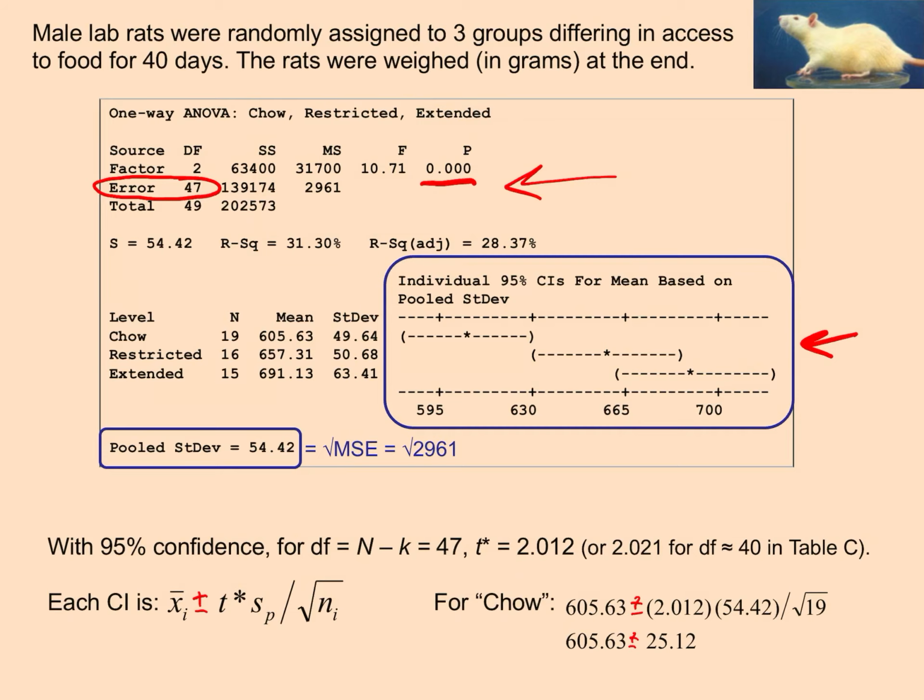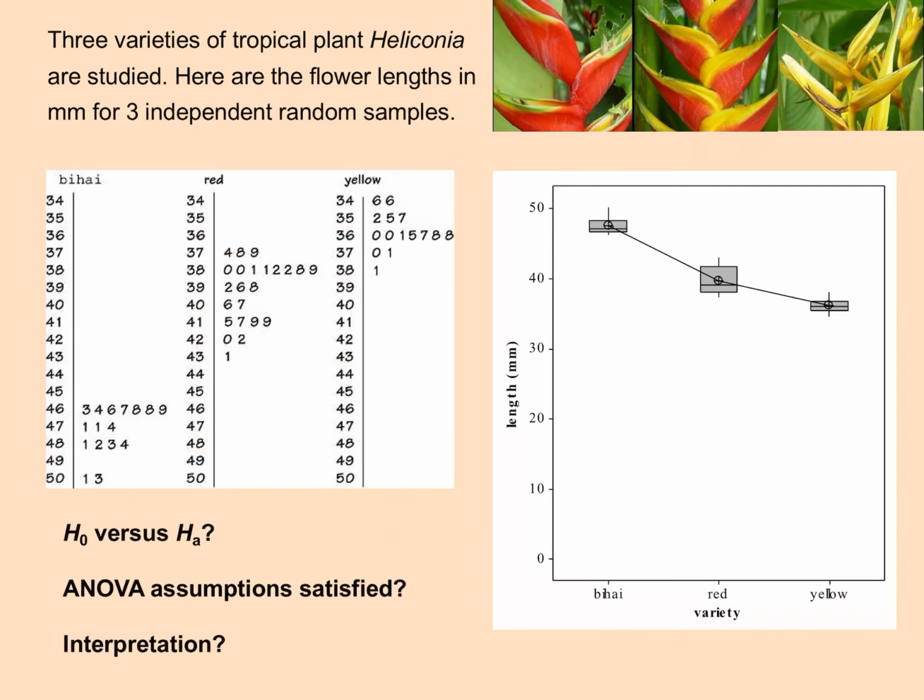So sample mean of 605.63 plus or minus 2.012 times our pooled sample standard deviation, right there, divided by the square root of our sample size for sample 1, 19, and you get this margin of error. So our confidence interval right here is 605.63 as our mean, plus 25.12, and then minus 25.12. So that defines the limits of our interval with our sample mean right in between. And we also did that same for this sample mean and for that one to get their intervals. Okay. Now we can compare those intervals directly.